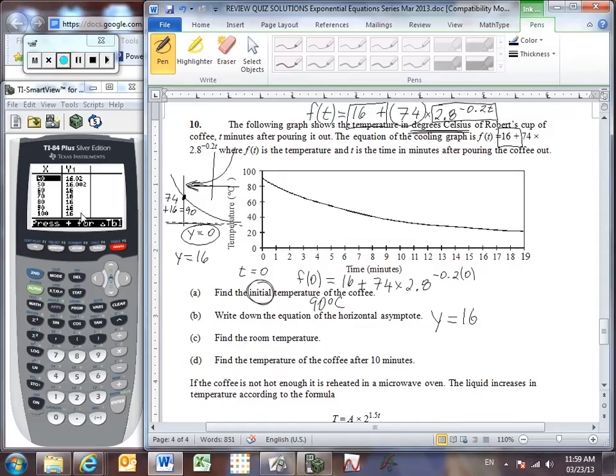In other words, when does it become so flat that it's basically the same as a horizontal line. And in this case it occurs at y equals 16. That's the equation of the horizontal asymptote. Any horizontal line is y equals.